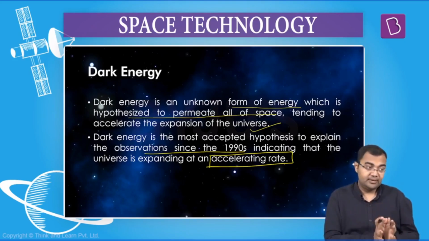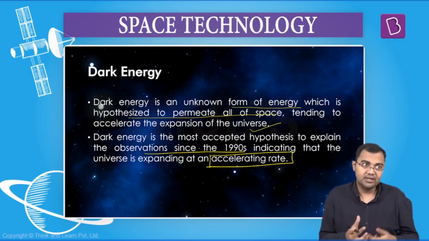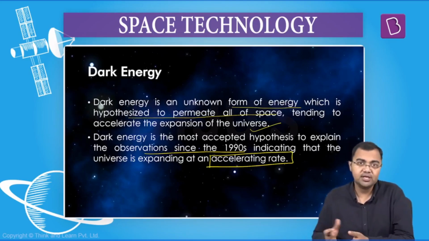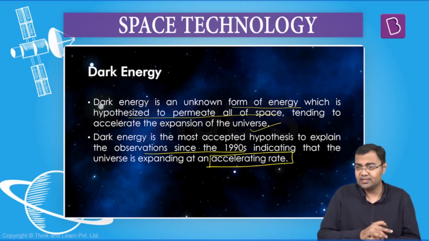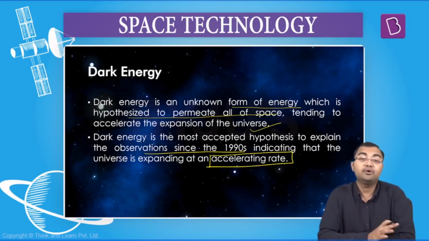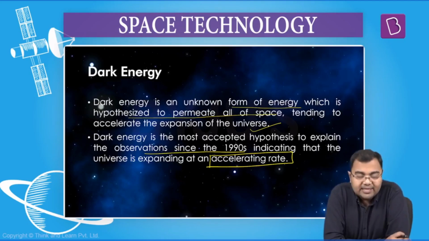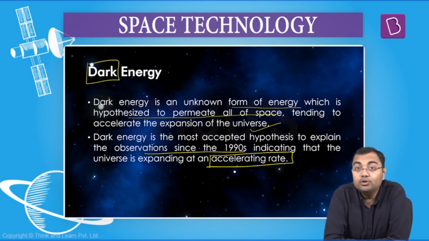And since we have not been able to establish this energy, since we don't know what kind of energy this is, whether it's a kinetic energy, a potential energy, what is the source of energy, is it nuclear in nature, is it solar in nature, is it electromagnetic in nature, we don't know. We don't know about the nature of this energy, and that's why it was named dark energy. Dark because we don't know what kind of energy it is.